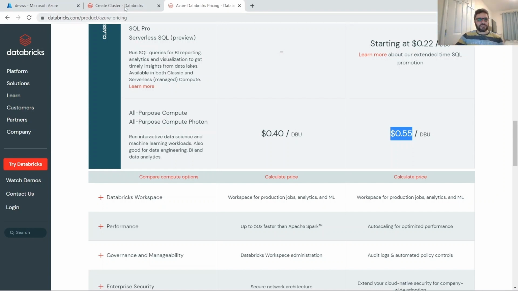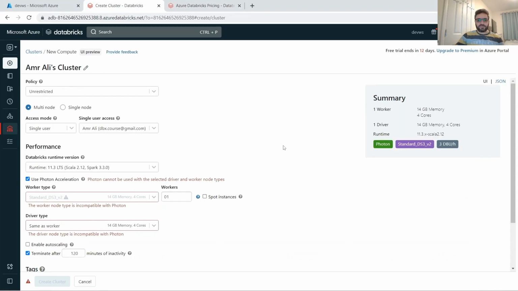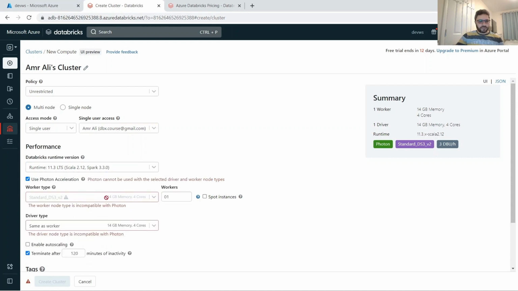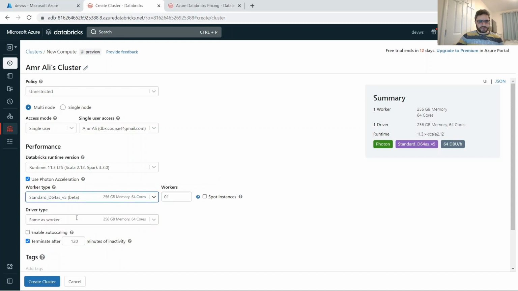Let's take an exercise. We're going to go to Databricks and create a cluster. There is a cluster here randomly created. If you change the worker node type and choose this one, this is a very big cluster: 256 gigabytes of memory, 64 cores. That's a really big cluster. This cluster will burn 64 DBUs per hour because of Photon acceleration. If you remove Photon, 32 DBUs per hour.